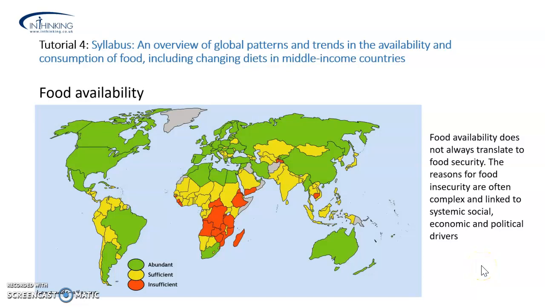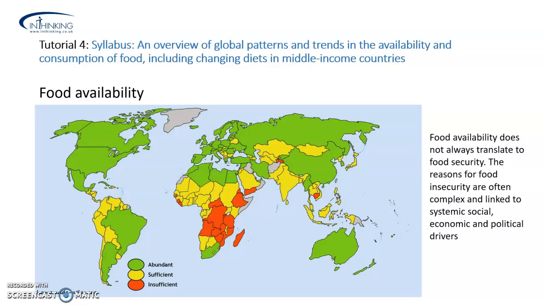So in this tutorial, we're going to look at an overview of global patterns and trends in the availability and consumption of food, including changing diets in middle-income countries. So the first thing that we see here is that in parts of Central Africa and Eastern Africa, there is insufficient availability of food. And across Sub-Saharan Africa, there are sufficient to insufficient levels of food.